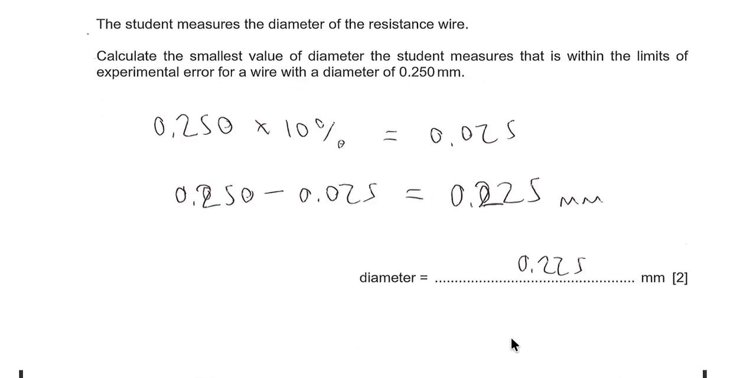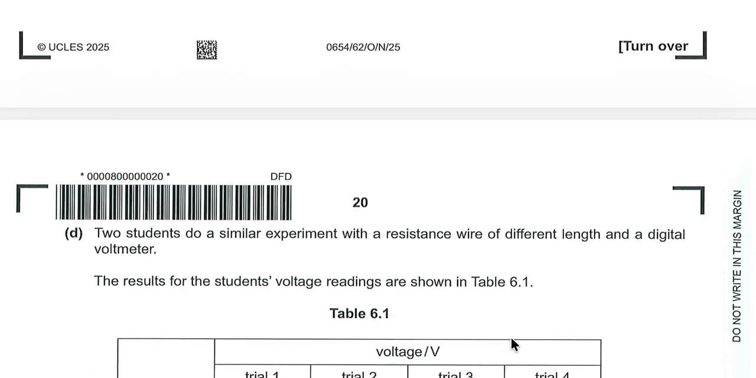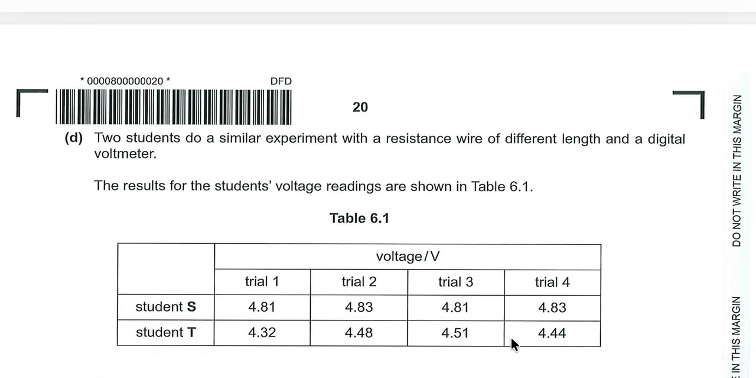Okay, I think we're almost there. Oh, there we go. Two students doing an experiment with a similar resistance wire. Aha, this is where, yes, I'm glad this one's come up. We've got the results of the readings, here we go, voltage, 4.81, 4.83, etc. And then we've got student T, for Tommy maybe, with 4.32, 4.48, 4.51.